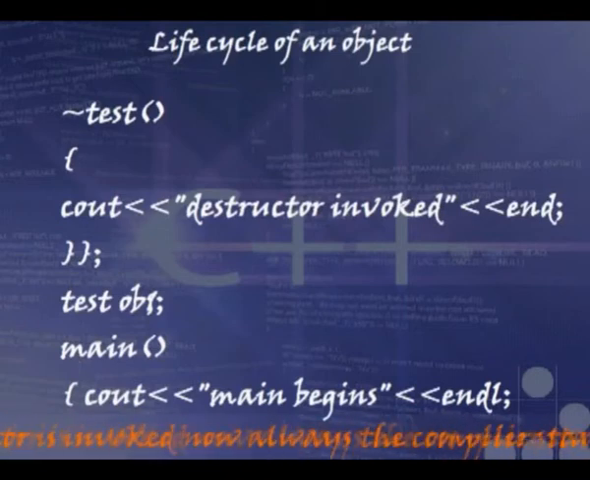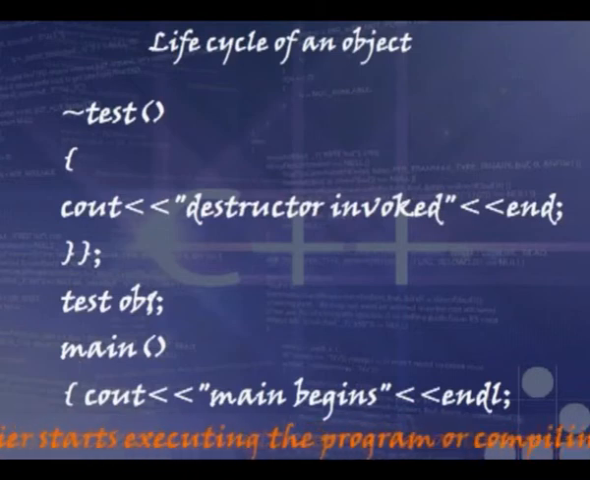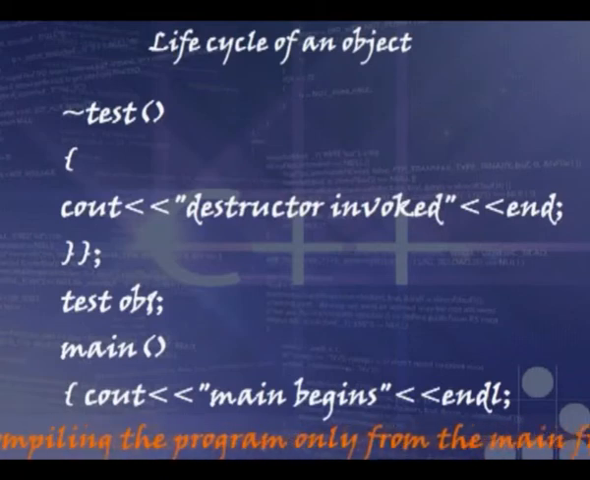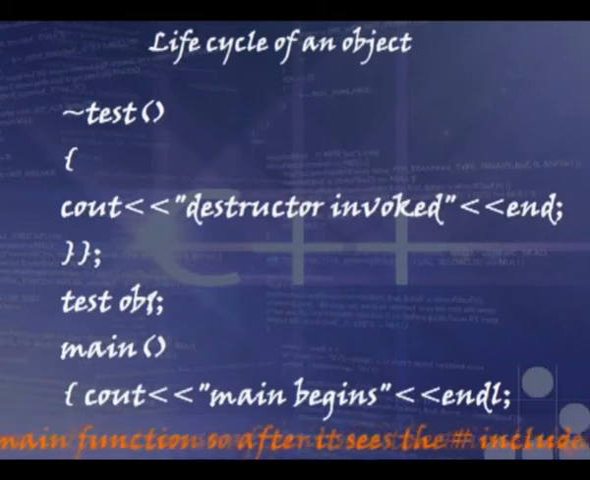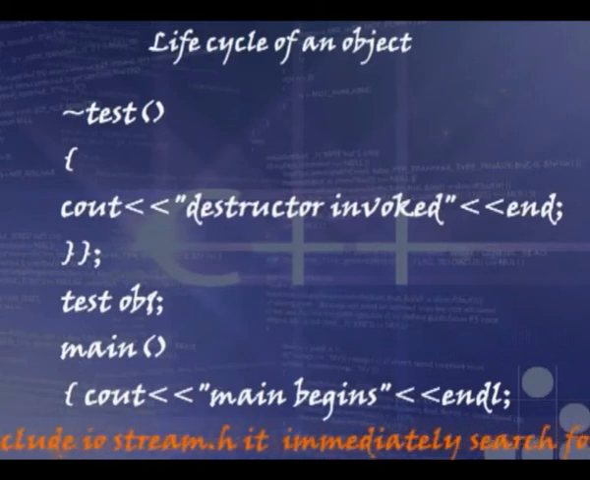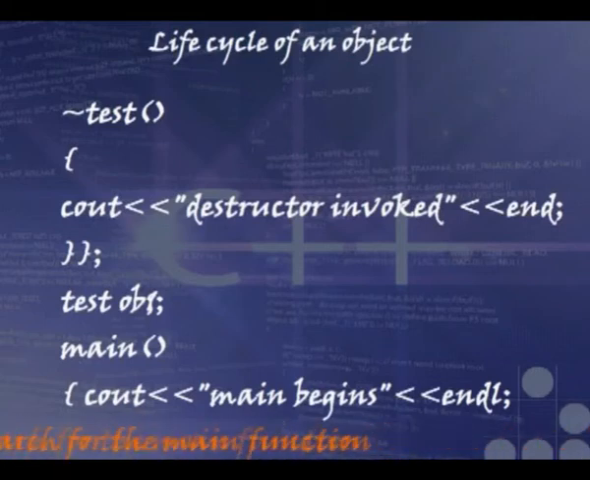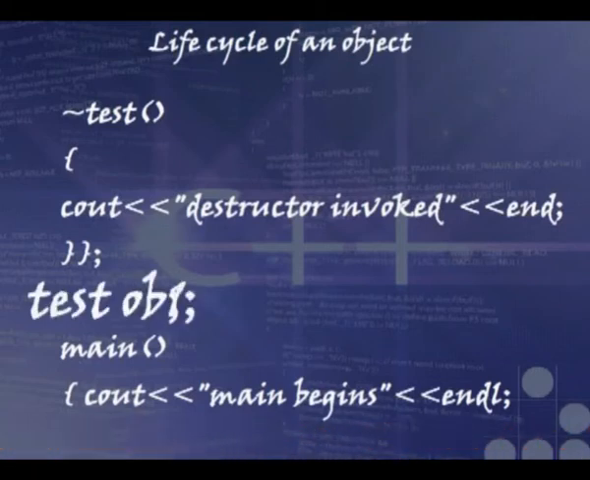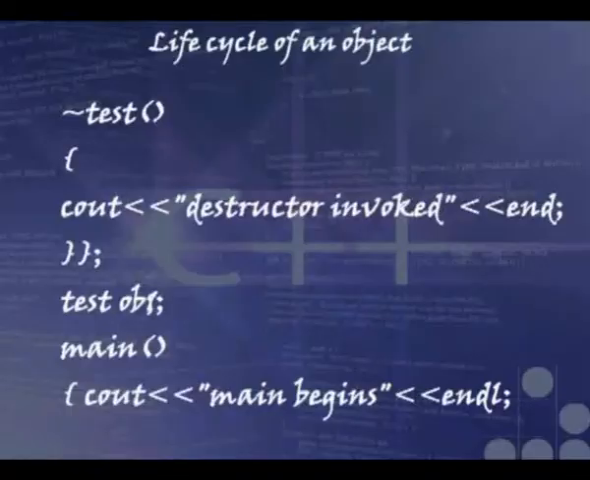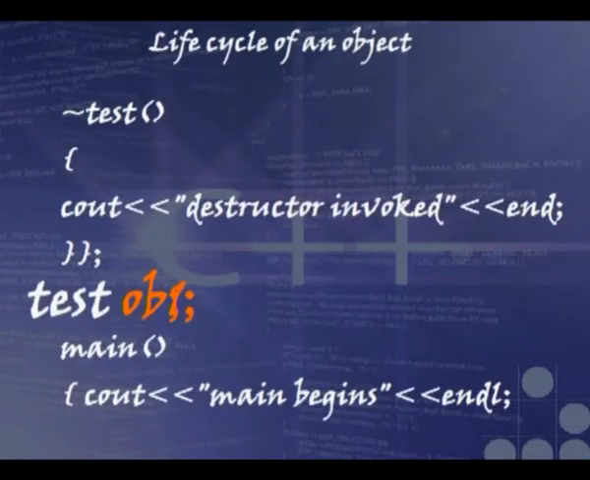Now, the compiler always starts executing or compiling the program only from the main function. So, after it sees hash include iostream.h, it will immediately search for the main function. Here the class is ending, and here I am creating one object. Test is the name of the class followed by the object name. The first object that I am creating is OB1.